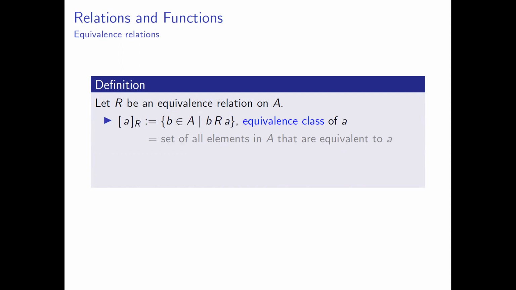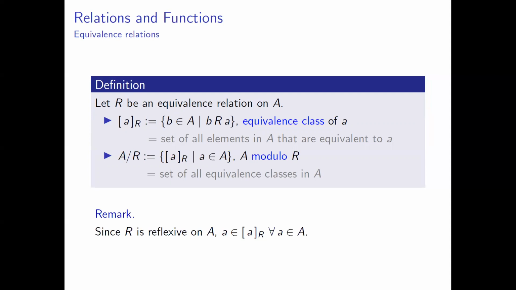First is the equivalence class of any object small a in A. This is the set of all elements b in A such that b is related to a. In other words, the equivalence class of small a is the set of all elements which are equivalent to a. Second is the collection of all equivalence classes in the set A, which we sometimes call A modulo R. Observe that since R is reflexive on A, each object in A is an element of its own equivalence class.